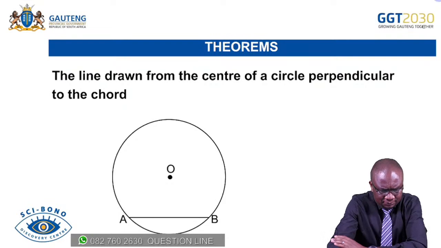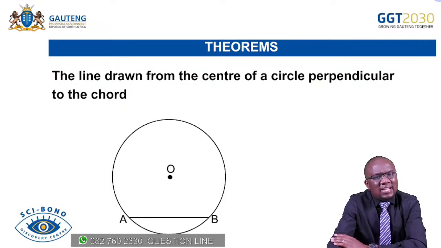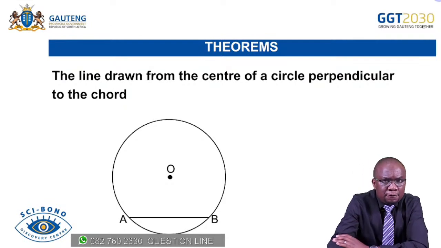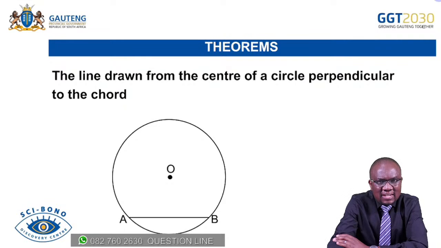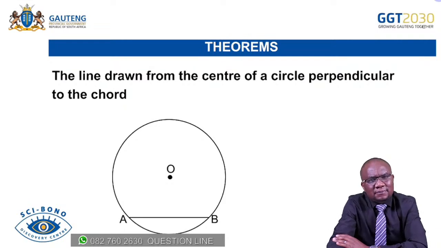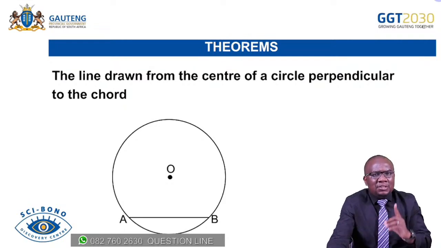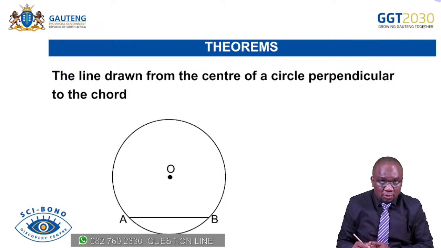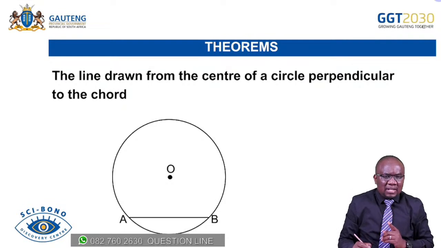A line drawn from the center of a circle. Please understand everything that I'm going to be saying to you. I'm saying a line drawn from where? From the center of a circle, perpendicular to the chord. A line drawn from the center of a circle, perpendicular to the chord. Let's do just that part.